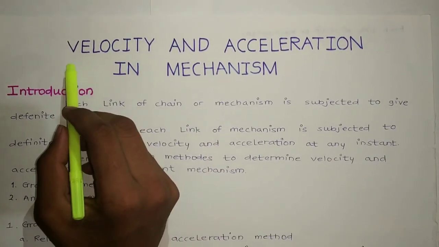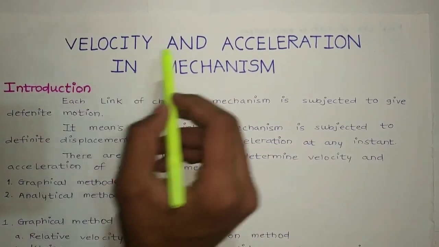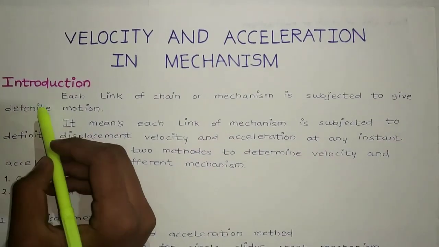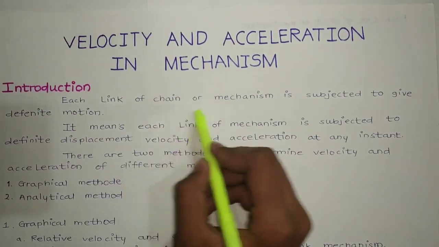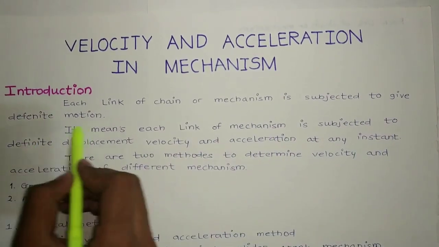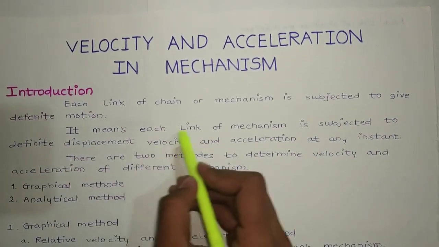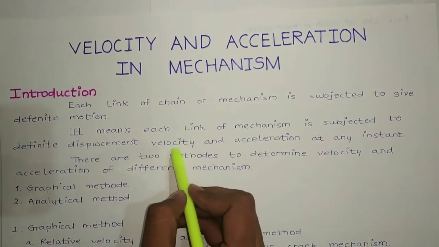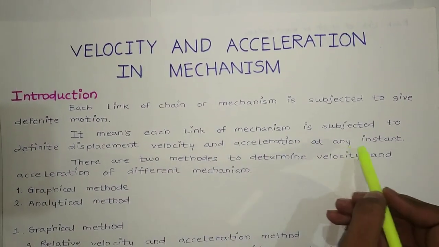Hi friends, today we are going to explain velocity and acceleration in mechanisms. First, introduction. Each link of a chain or mechanism is subjected to definite motion. It means each link of a mechanism is subjected to definite displacement, velocity and acceleration at any instant.